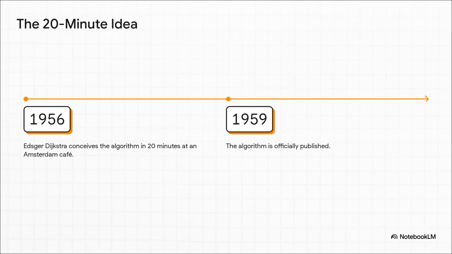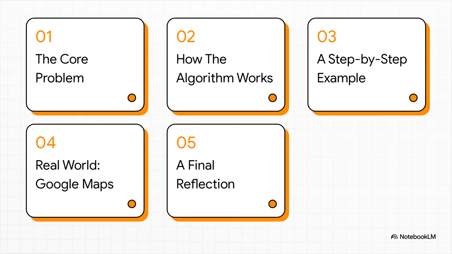We're talking 1956. A young Dutch computer scientist, Dijkstra, is out shopping with his fiancée. They sit down for a coffee, and in about 20 minutes, get this, without even a pen or paper, he comes up with the entire algorithm right there in his head. An idea born on a cafe patio that now runs billions of times a day. Incredible.